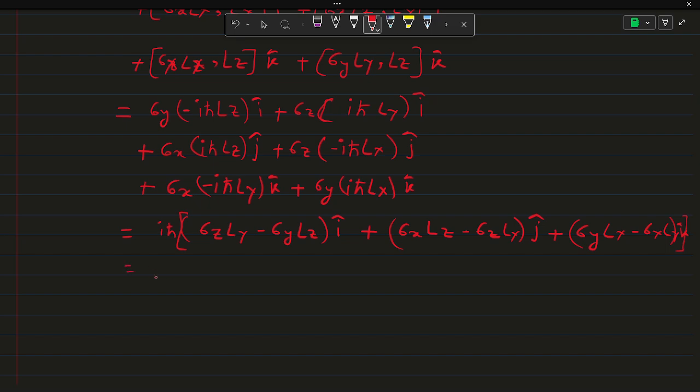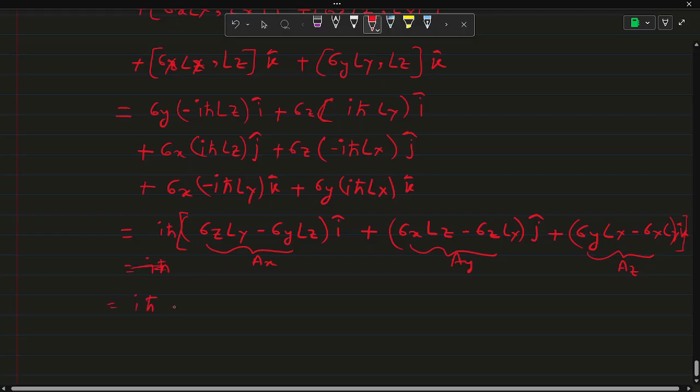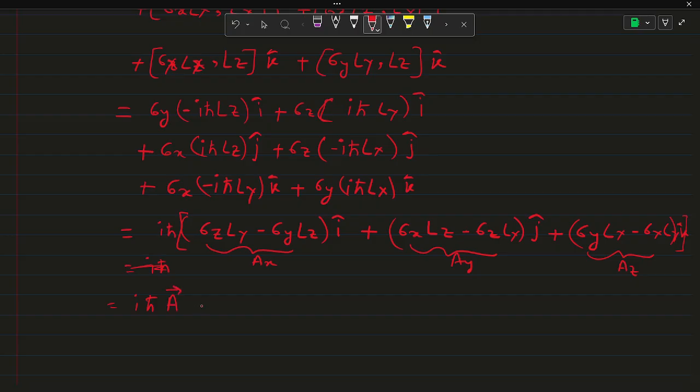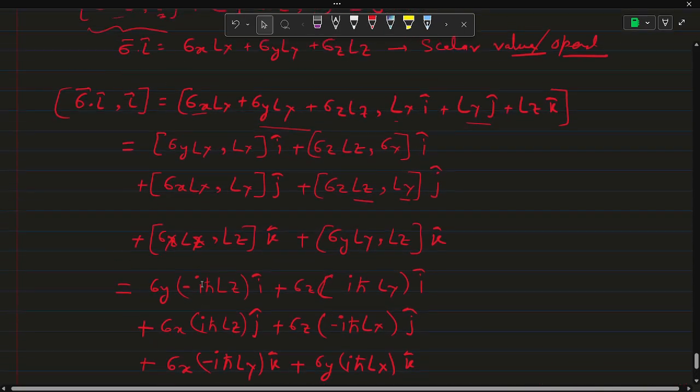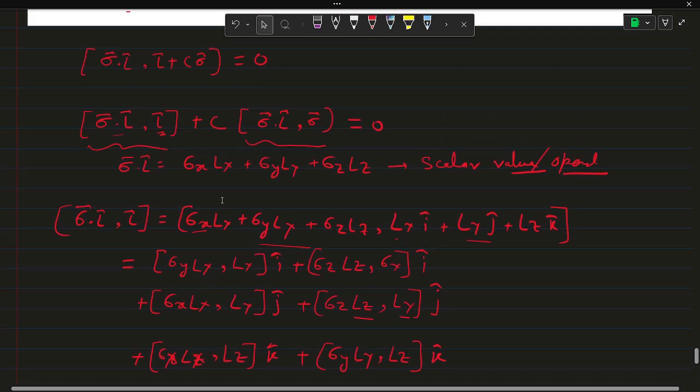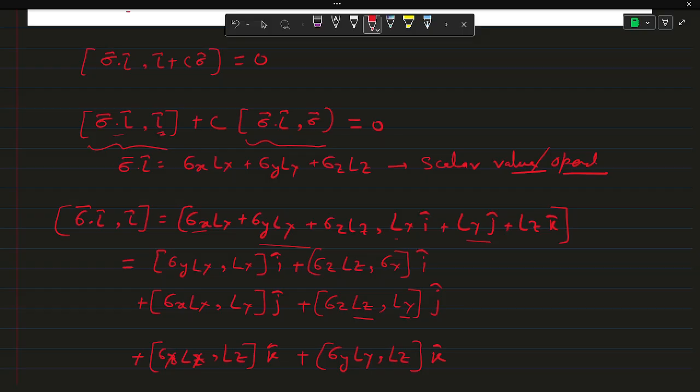So we can write here i h cut, we can take it as Ax, Ay and Az, and we can write it as i h cut A, in the vector form. Now let's go to the second part. So what is the second part? Sigma dot L and sigma.